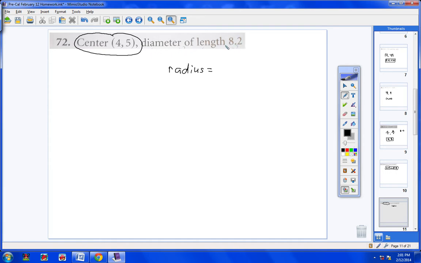Now, if a diameter is twice as big as a radius, if I cut this in half, the diameter that is, then I will have the radius. So 8.2 divided by 2 is 4.1. So now I do have the center and I do have the radius. As soon as I have those two bits of information, I'm ready to write my equation.